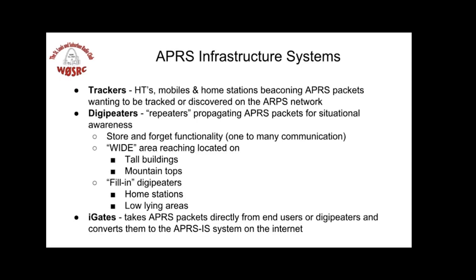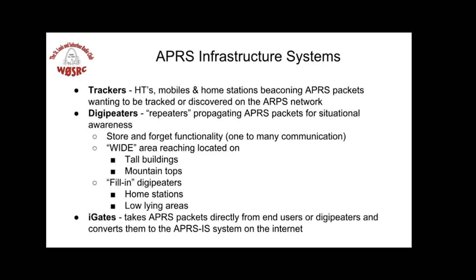All right, so there's 3 types of infrastructure in APRS. There's trackers, Digipeaters, and iGates. Okay, trackers are your radios, right? This is a tracker. So I've got APRS on this radio. This is a tracker. Your Kenwood, your Yaesu radio, that's a tracker. Right? So it's anything that is able to beacon out and is wanting to be tracked or discovered on the APRS network.